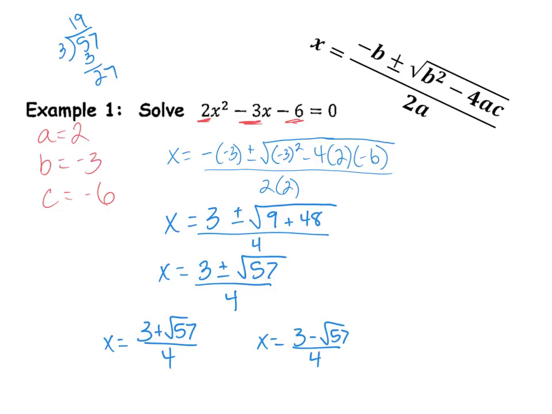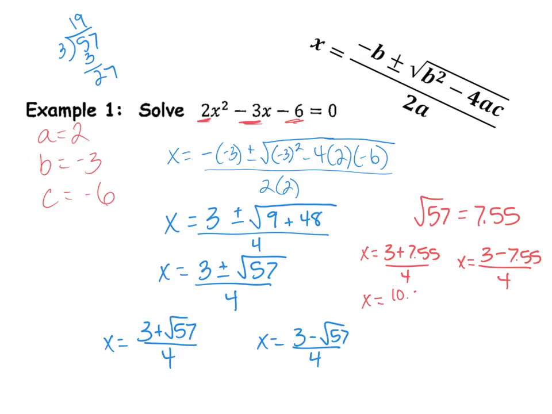Okay, it's obviously a long number. It's a number that goes on forever after the decimal point. So it is 7.5498344, but let's just go to two spaces, 7.55. So here is the math that you would do. 3 plus 7.55 divided by 4, 3 minus 7.55 divided by 4. So I'm going to do 3 plus 7.55. You could do that in your head probably. Anyways, 10.55 divided by 4. Okay, 2.6. That's where my parabola would cross the x-axis at 2.6, like a little past 2.